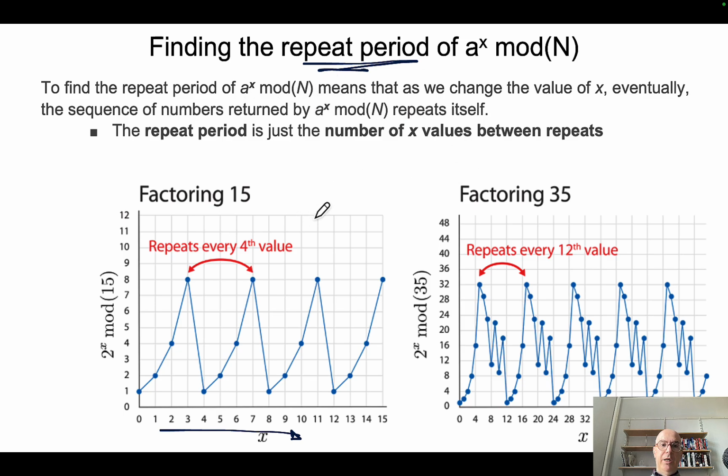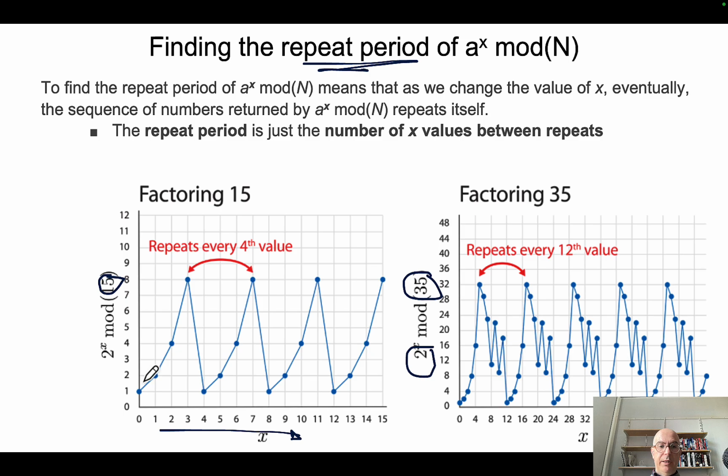Here we have two examples. The first one uses 2 as the coprime, and n equal to 15. In the second example, on the right side, we still use 2 as the coprime, and we use n, the number we want to factorize, as 35.